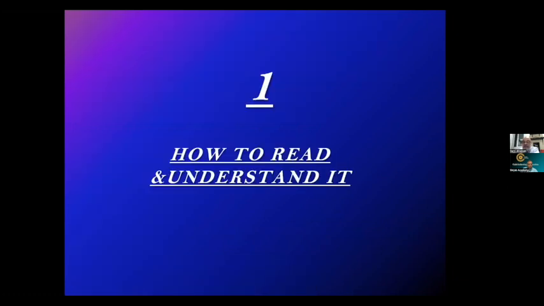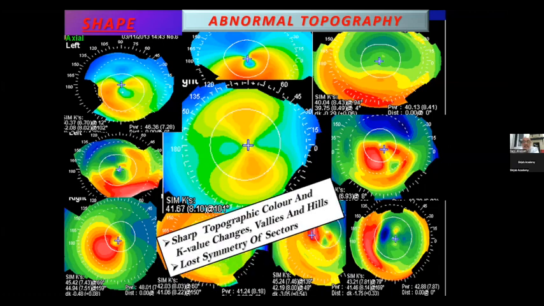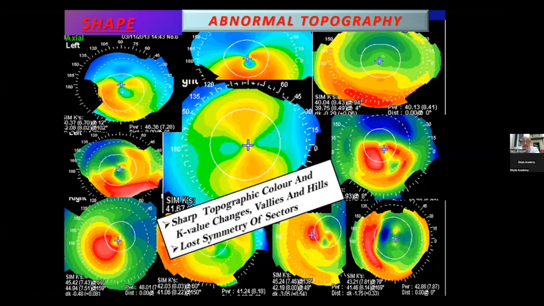So how to read and understand. Now, if you look at this in the center, this is a normal topography. Look at the distribution. It's equal from one side to the other side, and there are no changes in the colors. While in the other ones all around, you see there are a lot of changes of colors and there is no regularity. So here there are sharp topographic color and K-value changes. There are valleys and there are hills also. The symmetry between sectors of the cornea is lost. So this is the shape of the cornea.